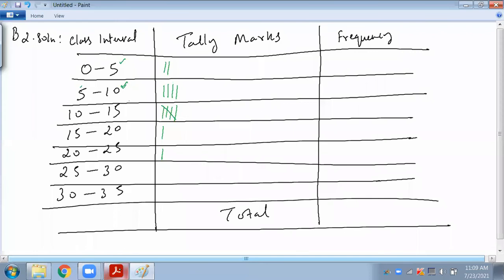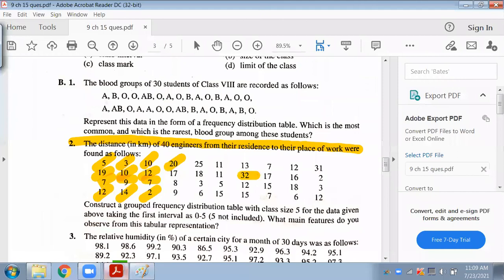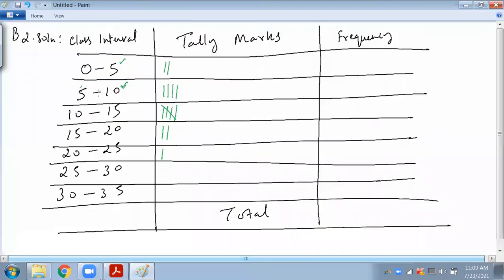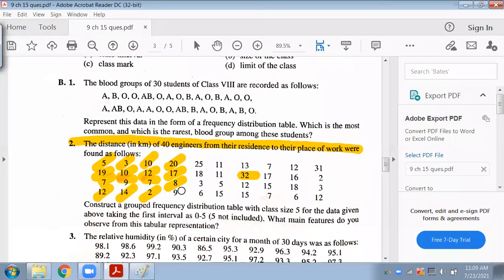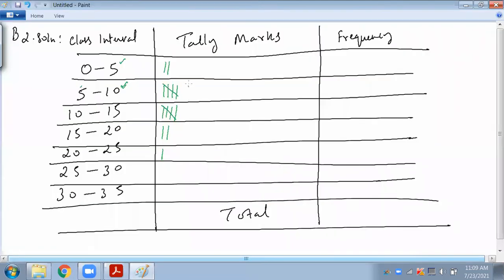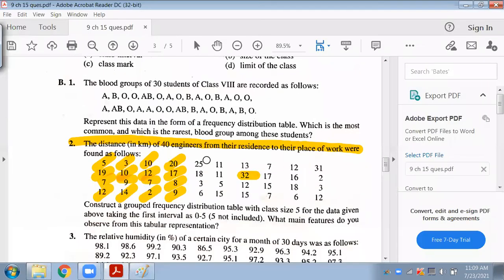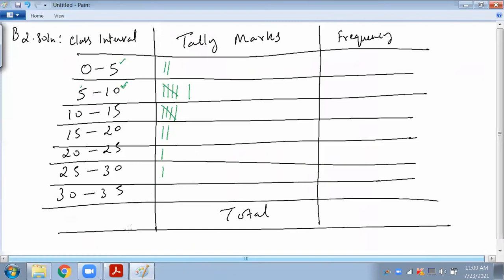Okay. Next, 17. It will be in 15 to 20. 8. 8 will be in between 5 to 10. Fifth one, again, we are going to cross it. Then 9. 9 will be in between 5 to 10. So you are starting again, so put a gap and then start the next set. In each set, there should be 5, 5 only. Next is 25. So put it near 20, 25. So I'll not put it in the first one, but the second one.